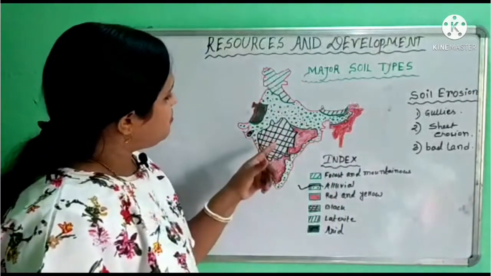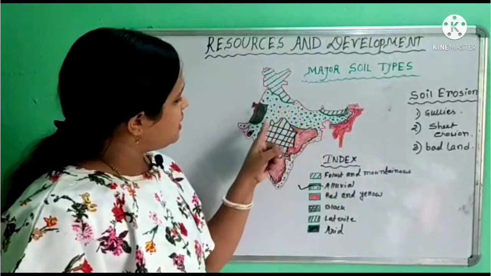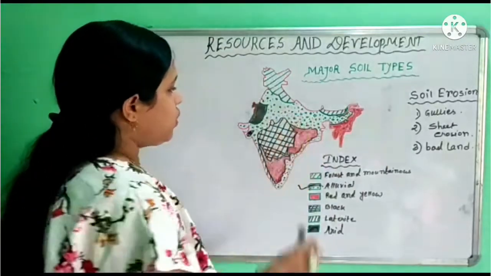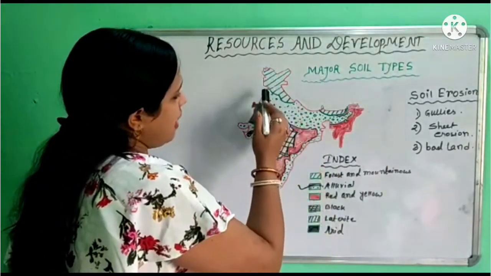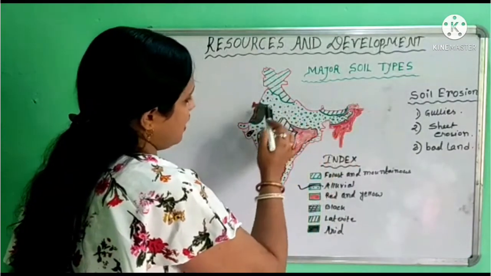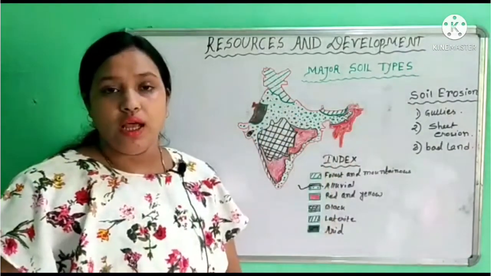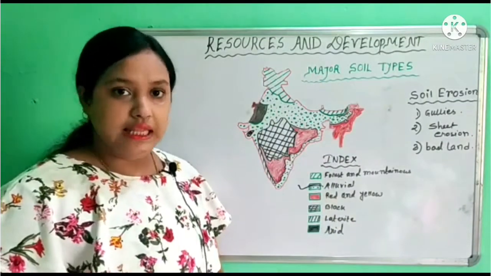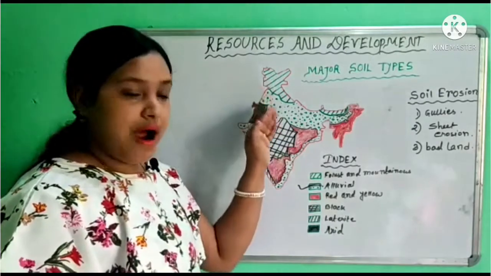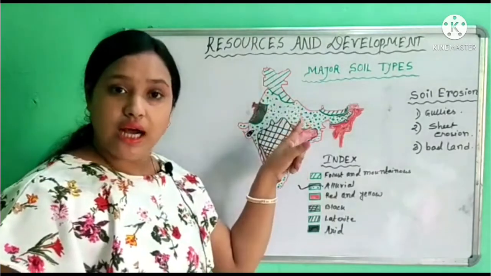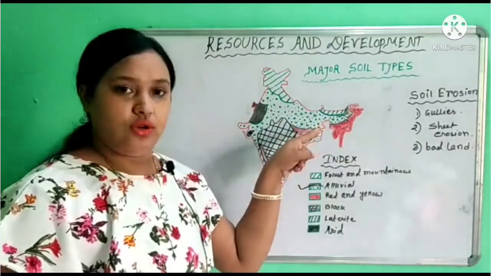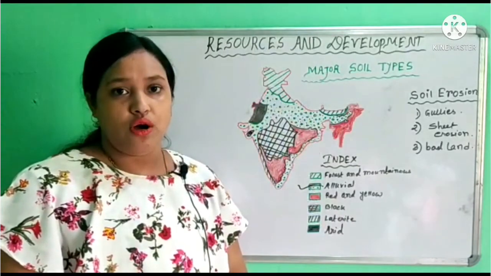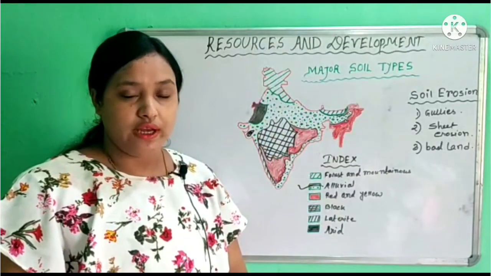In this map, alluvial soil is represented by dots, which are green in color. We can say that maximum alluvial soil is found in the northern plains of India. Alluvial soil is mainly deposited by three rivers: the Indus, which covers the western part, the Ganga in the middle part, and the Brahmaputra here. These three rivers are mainly responsible for the deposition of alluvial soil in the northern plains of India.